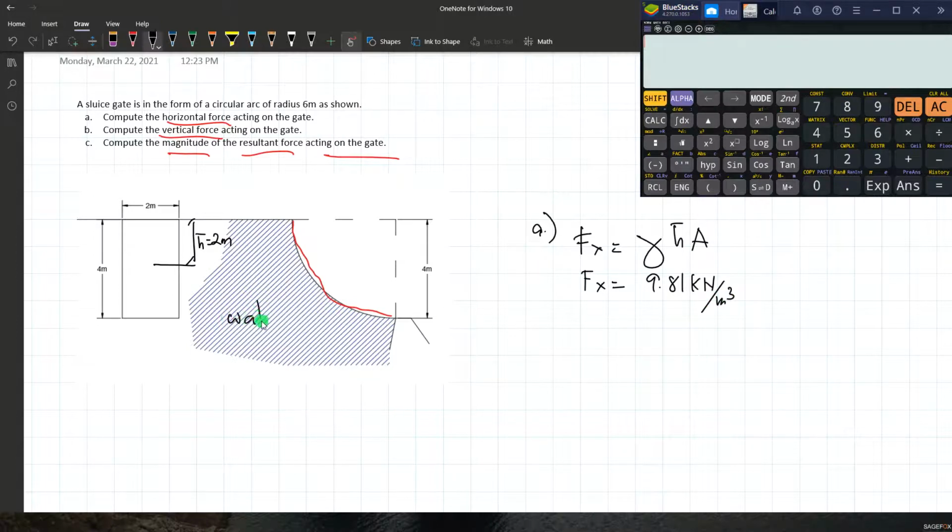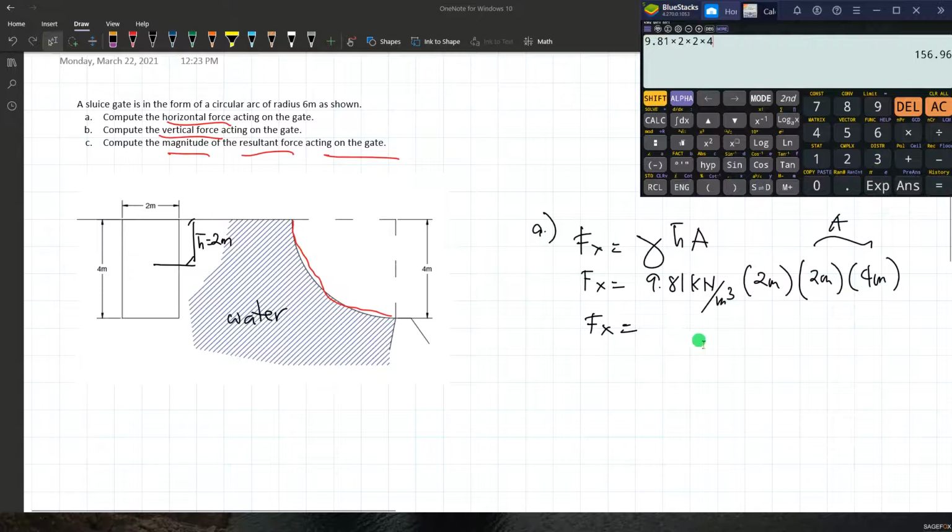Since one edge of the rectangle is on the water surface, we can easily determine bar h, which is 2 meters. So f of x is 9.81 kilonewtons per cubic meter, say this is water, multiplied by bar h, 2 meters, and the area, 2 meters by 4 meters. So this is your area. So f of x equals 9.81 by 2 by 2 by 4, which is 156.96 kilonewtons. That's the answer.